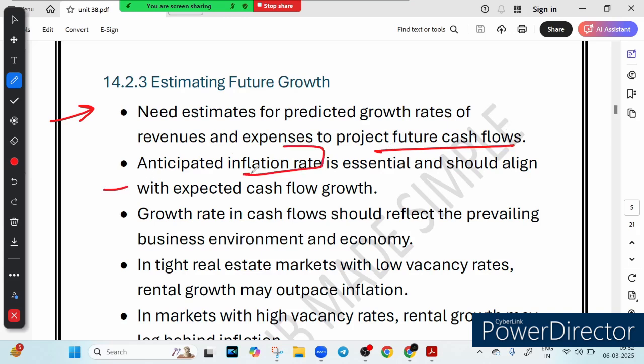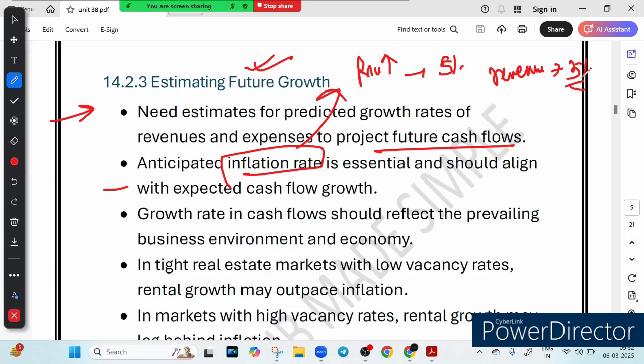Now let's talk about the role of inflation in the growth. Basically, we are interested in estimating the future growth. Let's talk about how inflation plays a role in the growth. Inflation affects everything from your grocery bill to business profit. Let's say prices are rising at 5% per year, but a company's revenue is only growing at 3%. So it is actually losing value in real terms, because prices are rising at 5% and revenue is rising at just 3%.